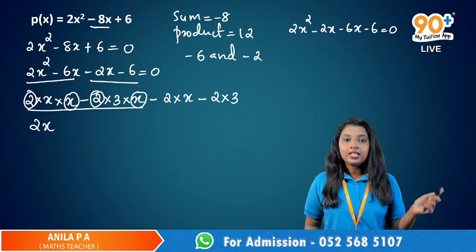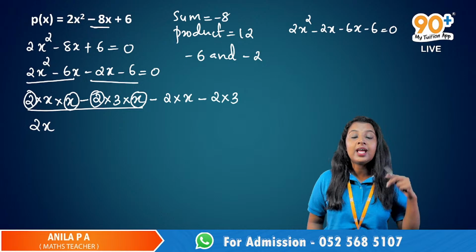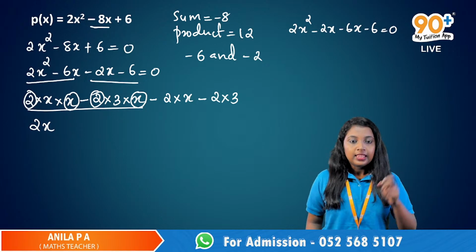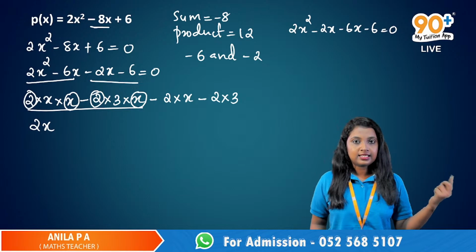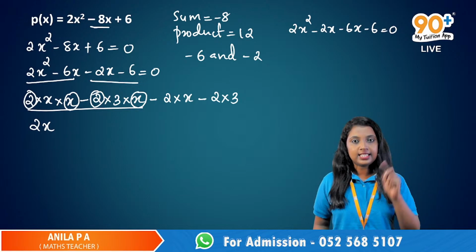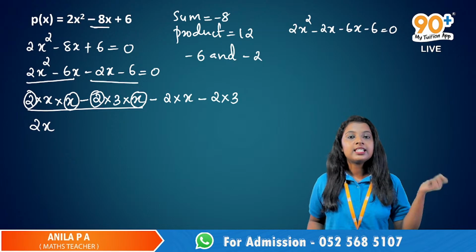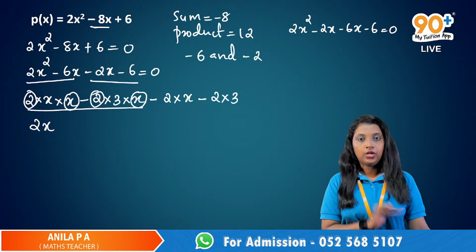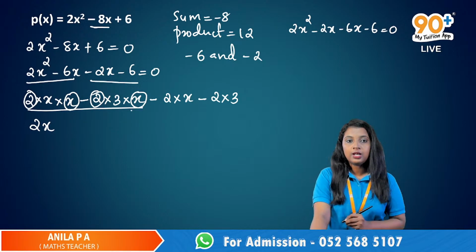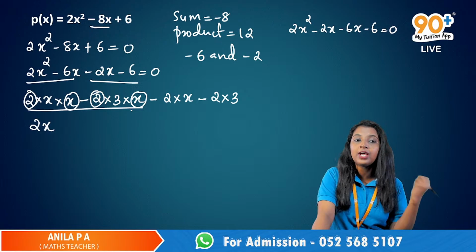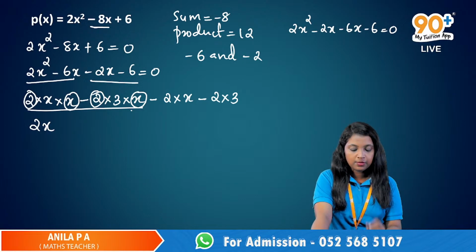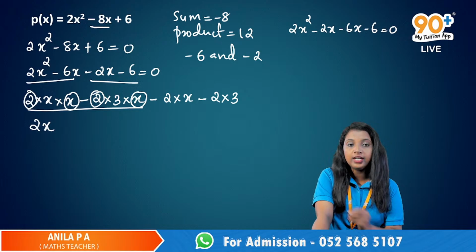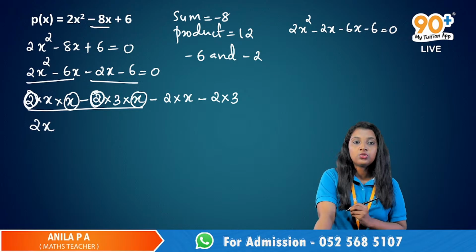This 2x square can be written as 2 into x into x, and multiplying x two times gives x square, so 2x square. Then 6x is 2 into 3 into x. Then negative 2x we can write as negative 2 into x, and negative 6 as negative 2 into 3. We have to consider the first two terms and look for the common factors present in them. Here in the first term we have a 2, and in the second term also we have a 2.